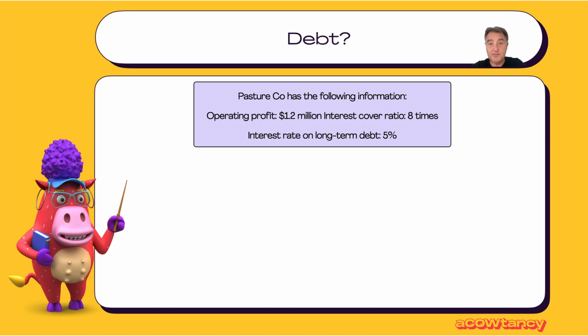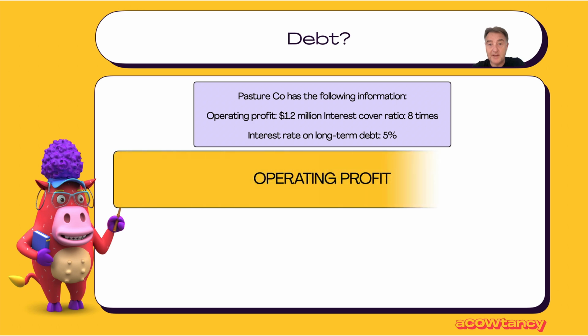And this is what it looked like. Oh, this is a similar version of one anyway. Pasture Co has the following information. Tells you the operating profit, 1.2 million. Tells you the interest cover ratio, 8 times. And tells you the interest rate, 5%.